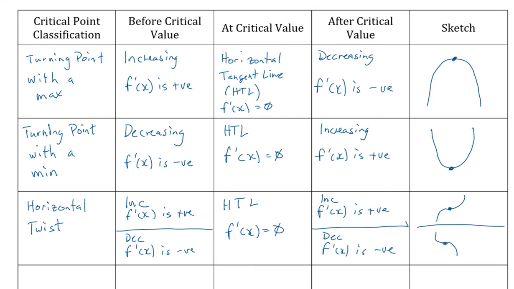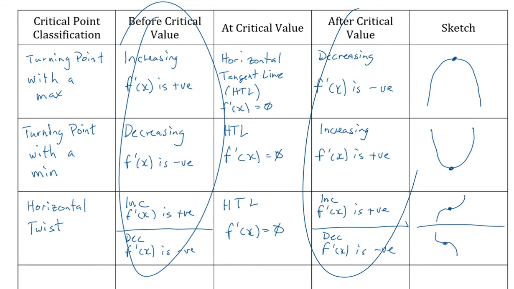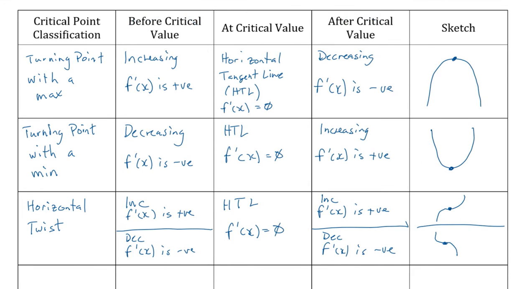Okay, so that's a critical point, but that's not a max or a min, right? That's not a local max. That's not a local min. That is a horizontal tangent line. It is a critical point, but it is not a max or a min. So this is again what I said at the beginning of the video, that some critical points are maxes and mins and some are not. And how do we know? By looking at what's happening before and what's happening after. By doing that, we can classify what's happening at a critical point.